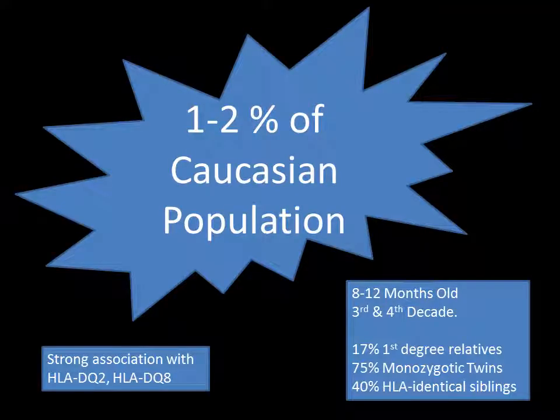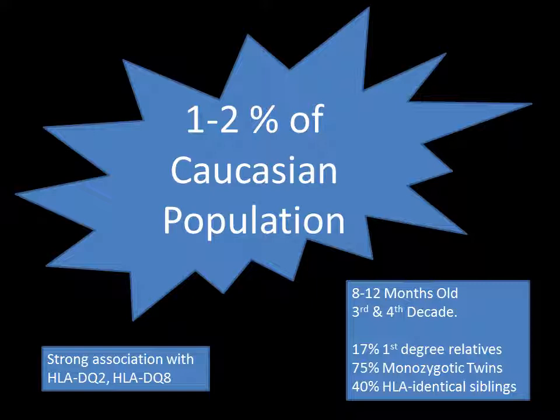Now, the prevalence of celiac disease is quite high in the Caucasian population, 1 to 2%, and many are thought to be undiagnosed. So if you have 100 Caucasian patients walking into your clinic, you'll have at least 1 or 2 patients with celiac disease, and they may not even know it.